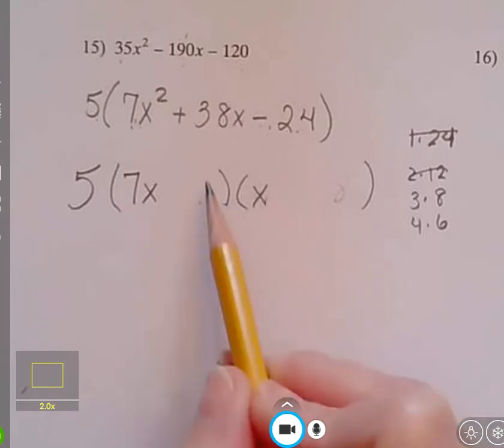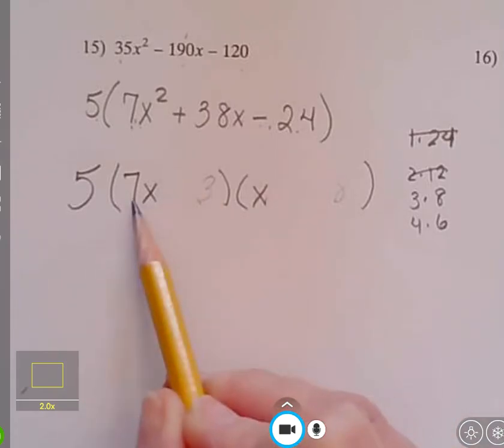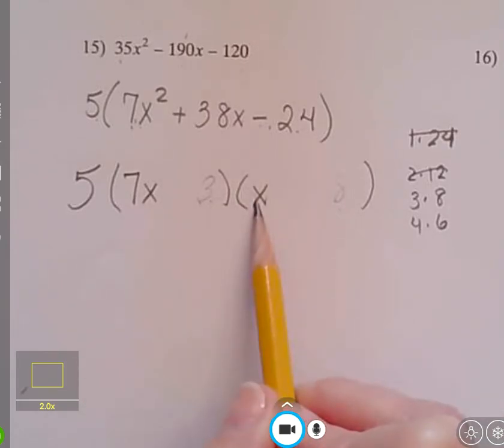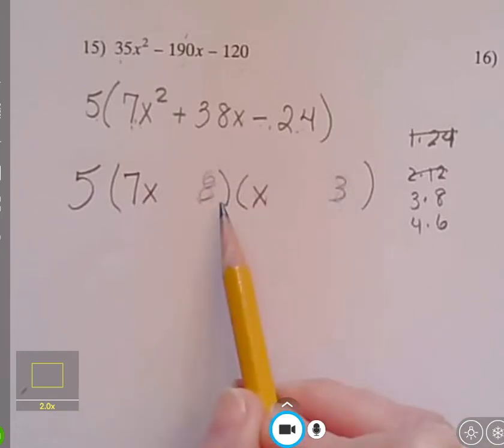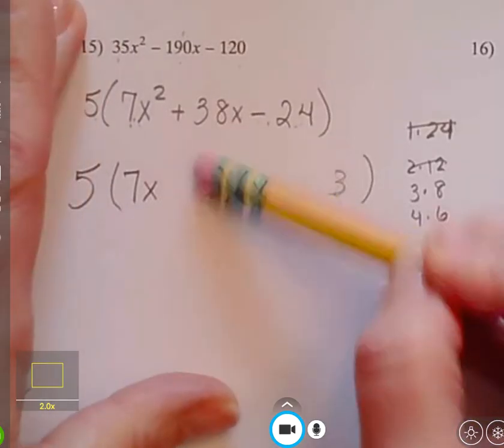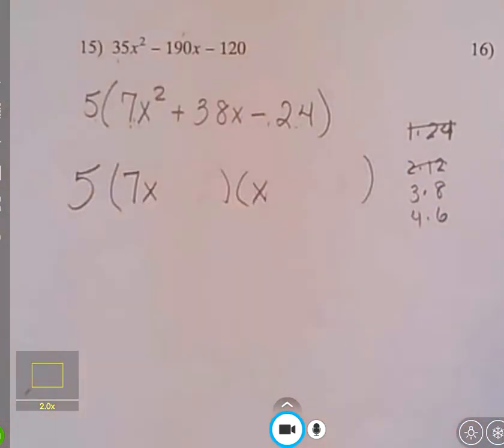3 and 8, possibly. If an 8 is here and a 3 is here, 50-something minus 3, forget it. Let's make this the 8 and that the 3. 21 minus 8, nope, that's not going to give me 38. Looks like this is the one.